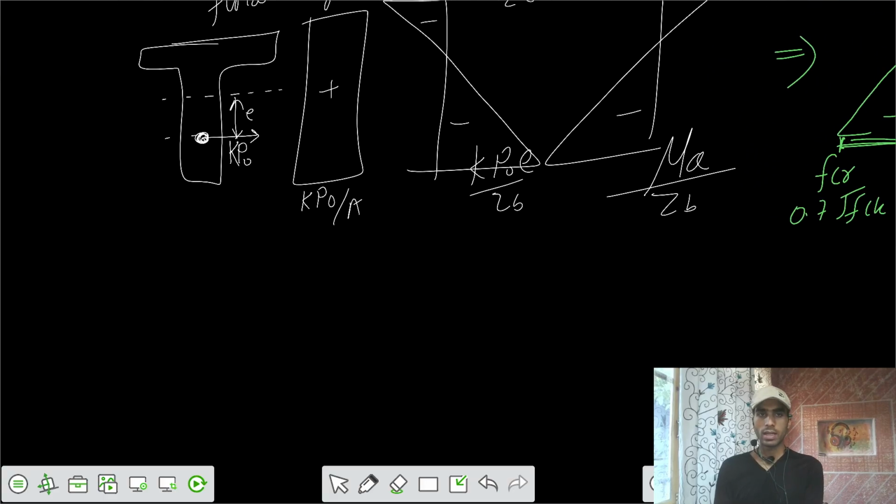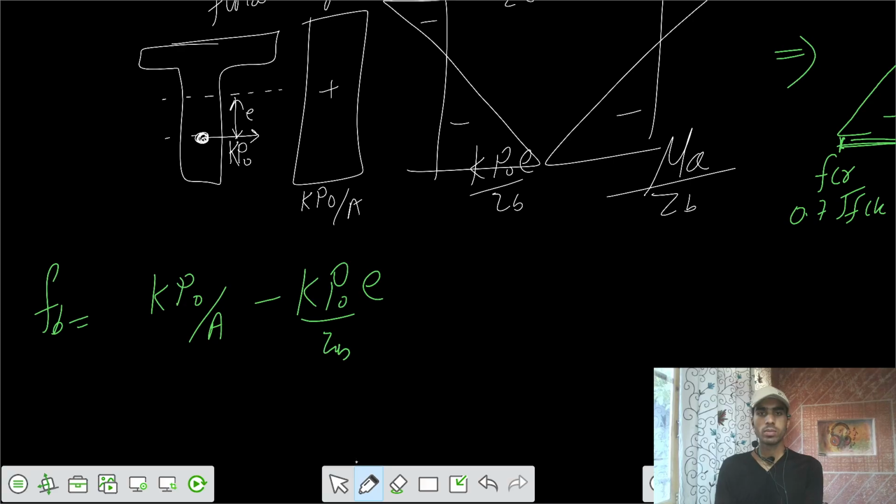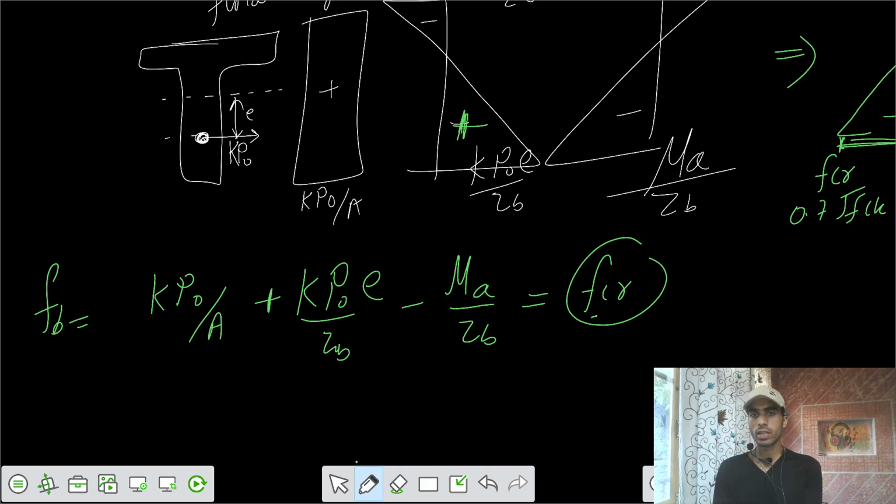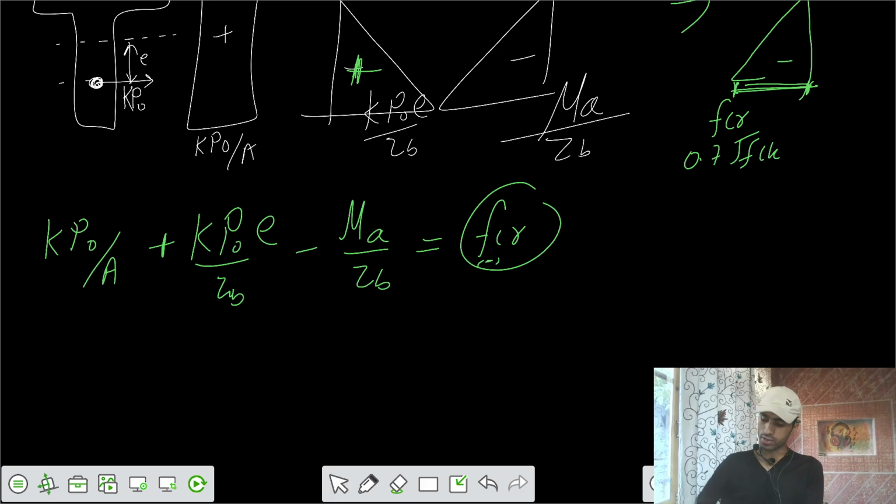So if I calculate stresses at the bottom, this is Kp naught by A minus Kp naught e by Z bottom minus M all by Z bottom. The first is positive, and the third one is negative, and this should be equal to fcr. Since it is tensile, we have to use the sign also, minus fcr. So it should be tensile stresses fcr.